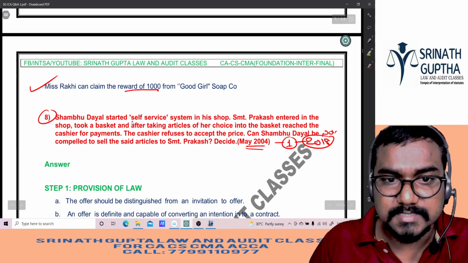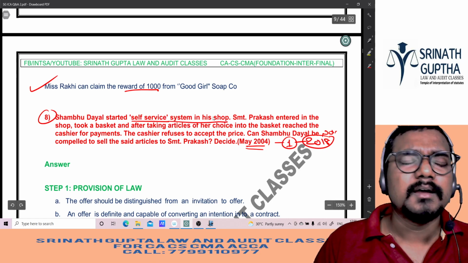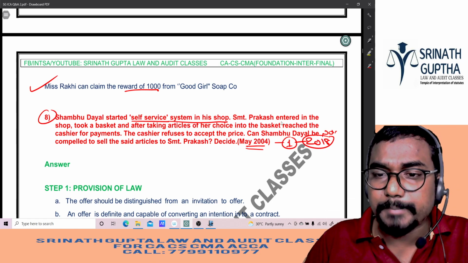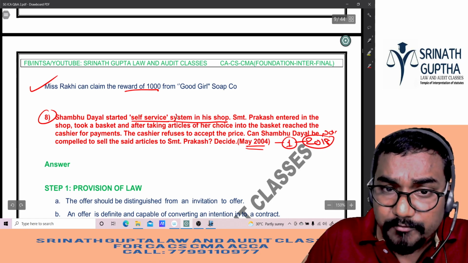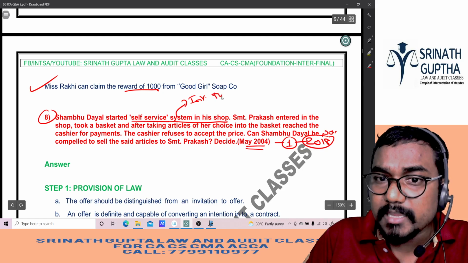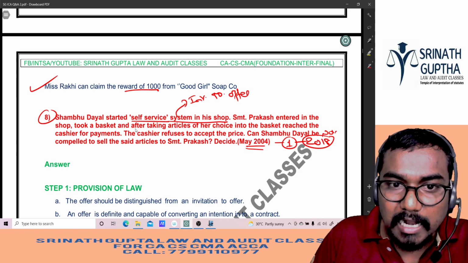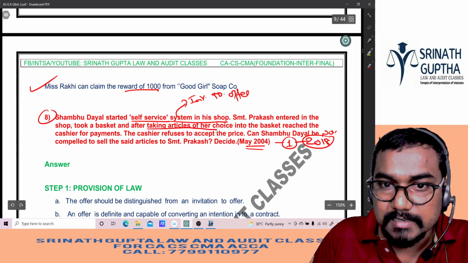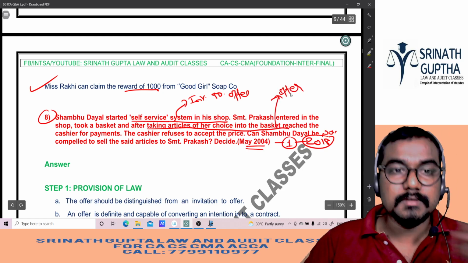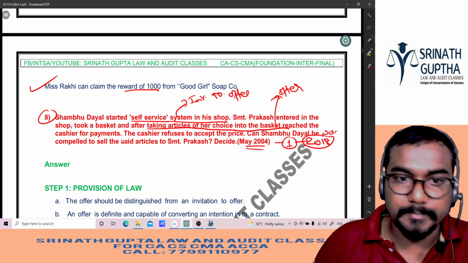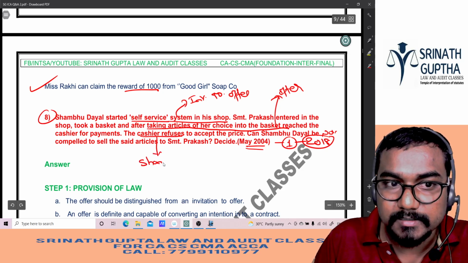Shambhu Dayal started a self-service system in his shop. That means it is a supermarket. Srimati Prakash entered the shop and took a basket. The self-service system is an invitation to offer. Mrs. Prakash entered the shop, took a basket, and after taking the articles of her choice into her basket, that is the offer to Shambhu Dayal. She reaches the cashier for the payment. The cashier refuses. That means Shambhu Dayal is not accepting.